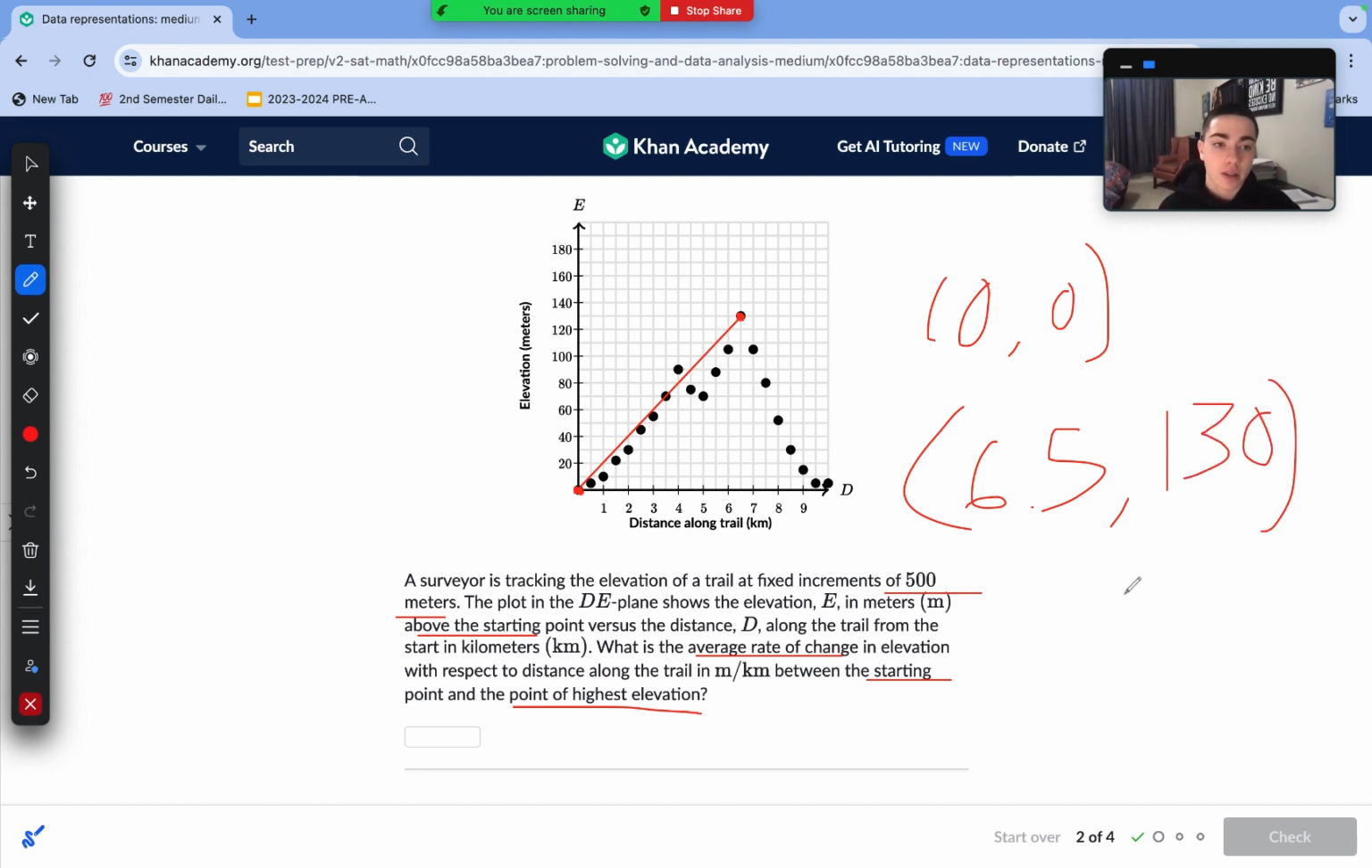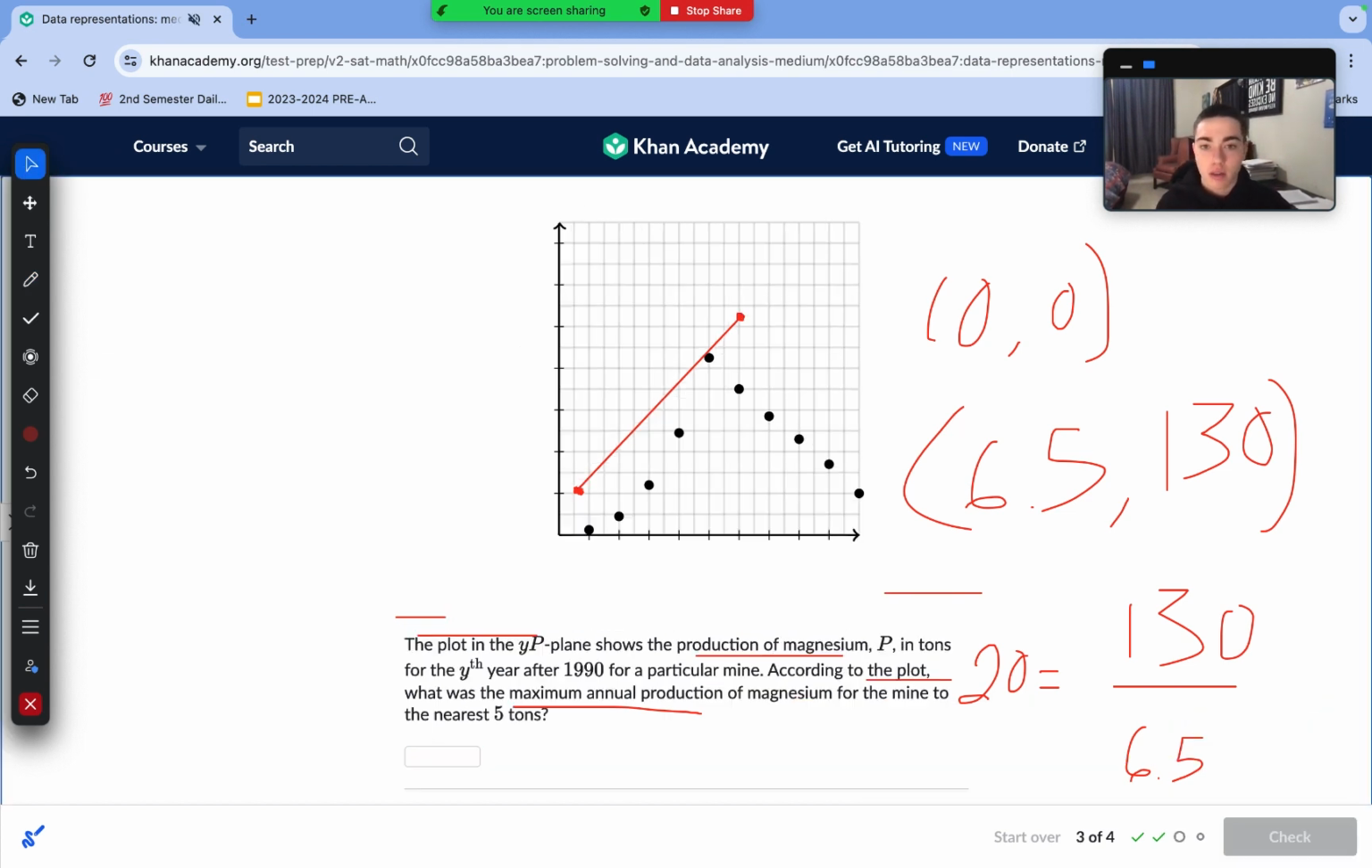Now we're just going to subtract. 130 minus 0 is 130, so that's our y2 minus y1. x2 minus x1 is just 6.5. So we're going to take 130 divided by 6.5. That is going to give us our average rate of change, or our answer. That is going to be equal to 20. So our answer here is 20. 20 is our slope, or rate of change, between those 2 points.